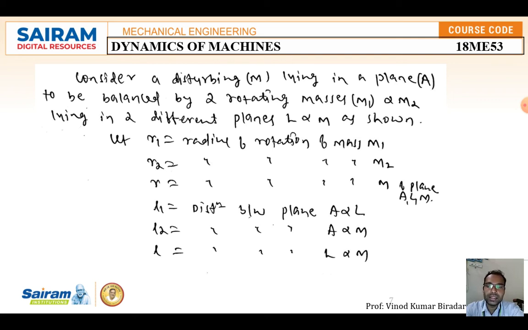Let us assume that r1 is the radius of rotation of mass m1, r2 is the radius of rotation of mass m2, and r is the radius of rotation of mass m. Similarly, l1 is the distance between A and L, l2 is the distance between A and M, and l is the distance between L and M. After looking at the diagram, you get this.